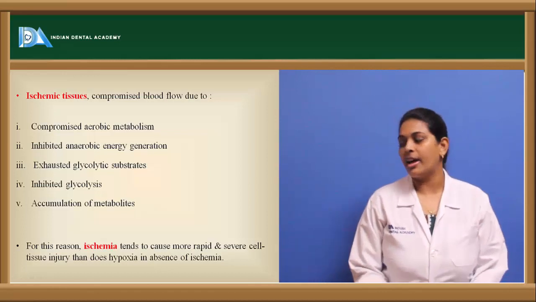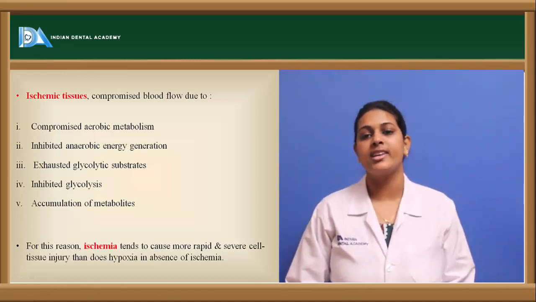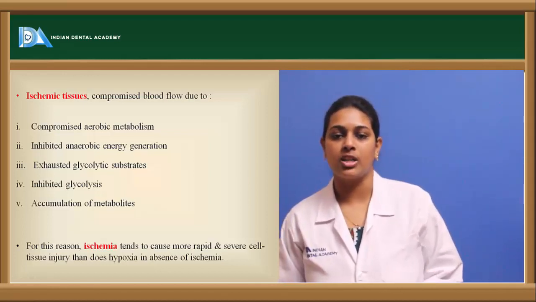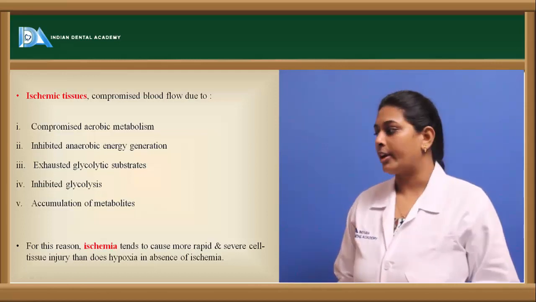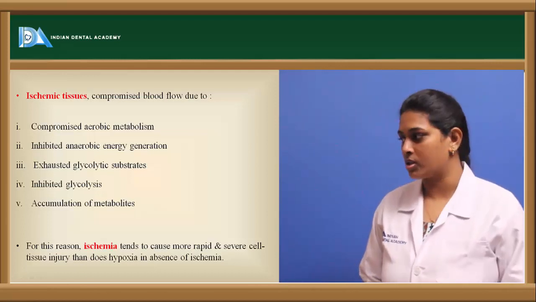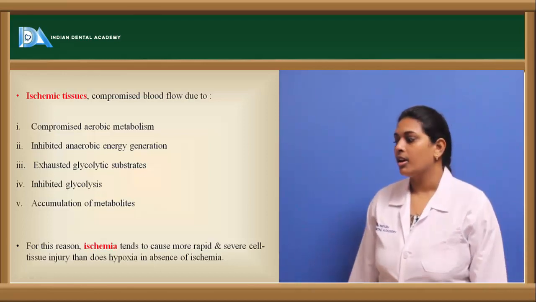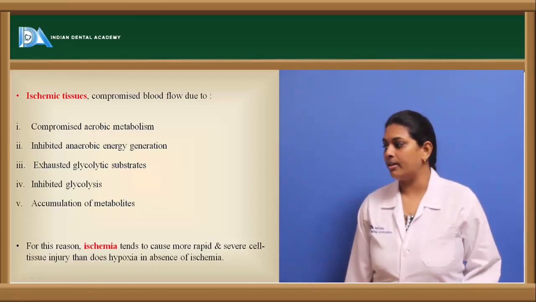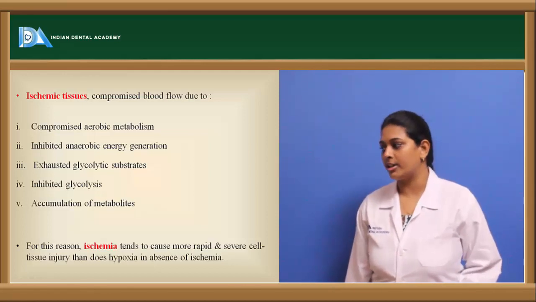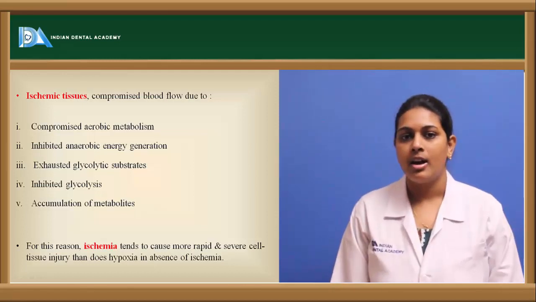And so there will be accumulation of certain metabolites. Metabolites are molecular byproducts of certain metabolic reactions. They could be in the form of ions or molecules. So there will be accumulation of these metabolites. For this reason, ischemia tends to be more rapid and might cause more severe cell injury compared with that of hypoxia.